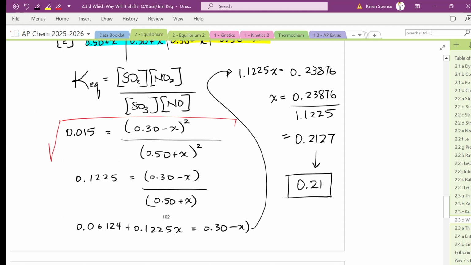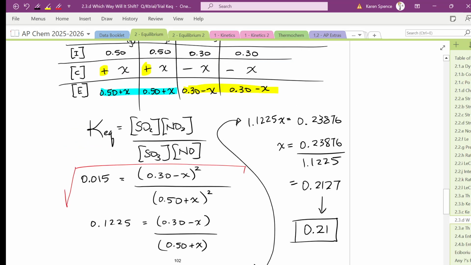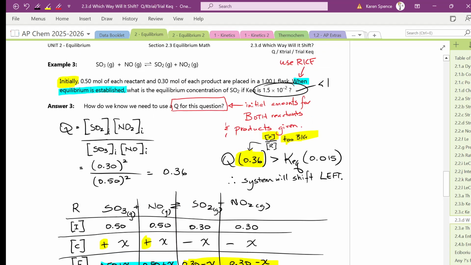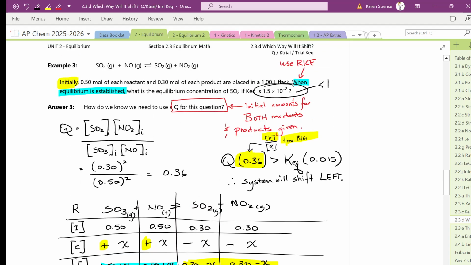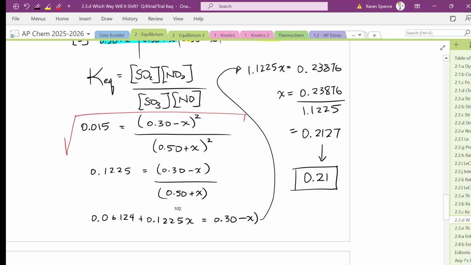I've done a bad thing here. I got to the end and I just put a box around that. And I'm like, hang on. Did I actually answer what the question was asking me for? No, I need to go back and I need to say, what was the question asking me for? The question asked me for the equilibrium concentration of SO2.